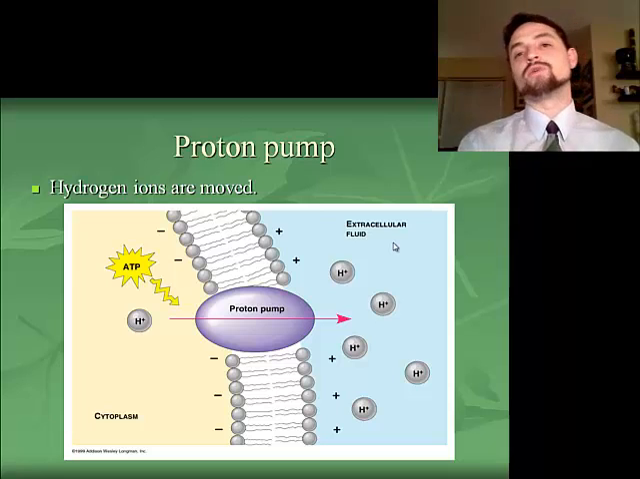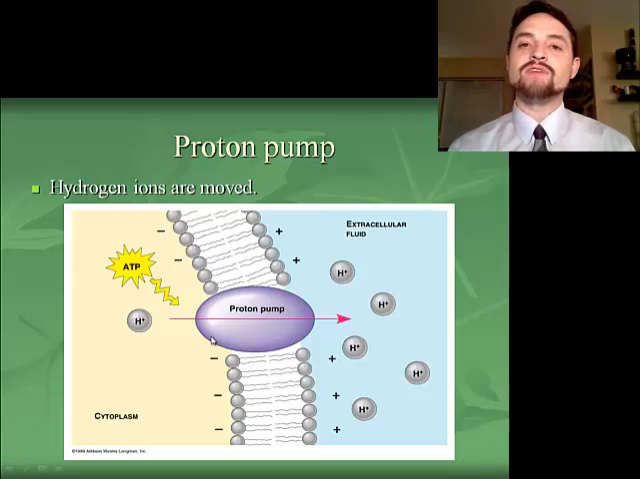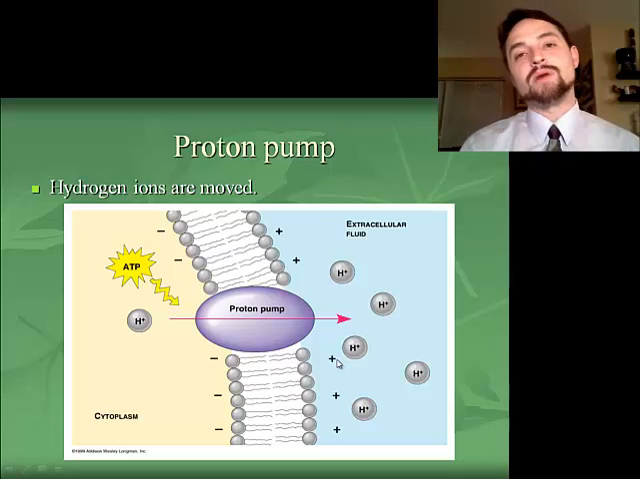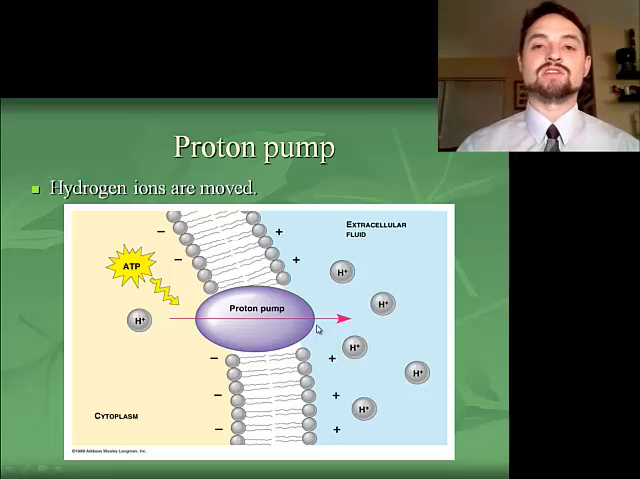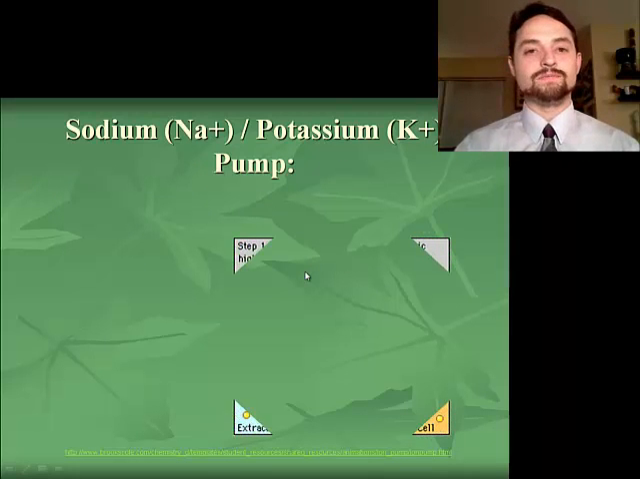So that hydrogen is going against its concentration gradient. Primarily inside of the cell is a negative environment. Primarily outside of the cell is a positive environment. So pumping hydrogens out, which is a positive, into a positive environment, that goes against its concentration gradient. So you need ATP for this to take place.